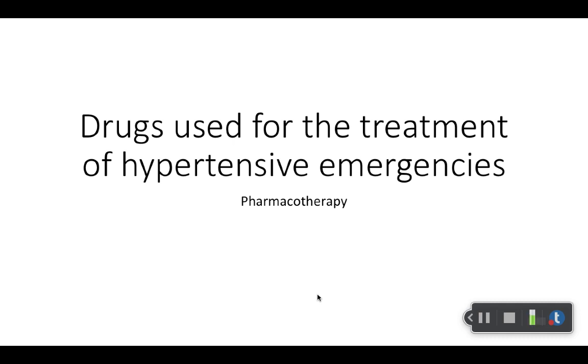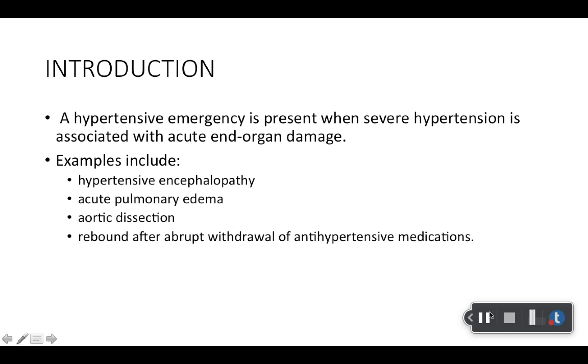There is some new stuff in here that I would like you guys to pay attention to for testing purposes, etc. And then overall, I just think this is good for you guys to have an approach for hypertensive emergency. Introduction here, just definitions, just read through those, just make sure everyone is on the same page.